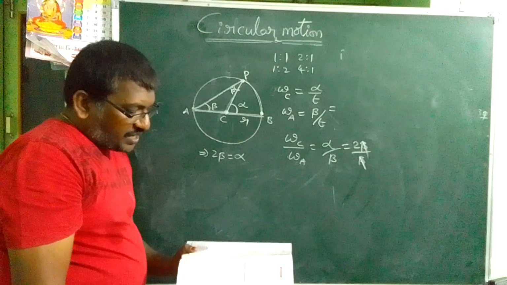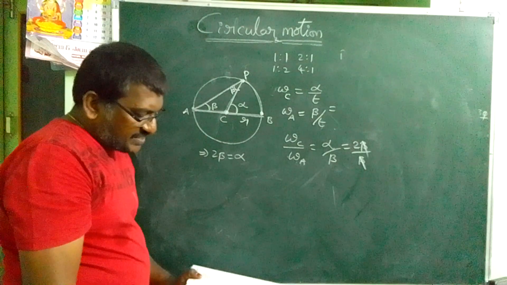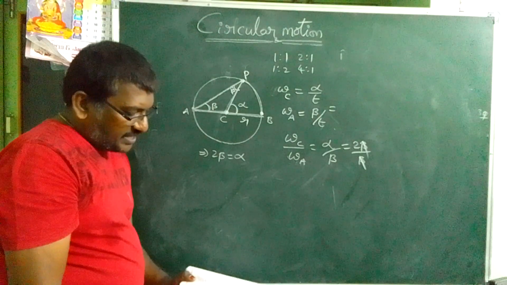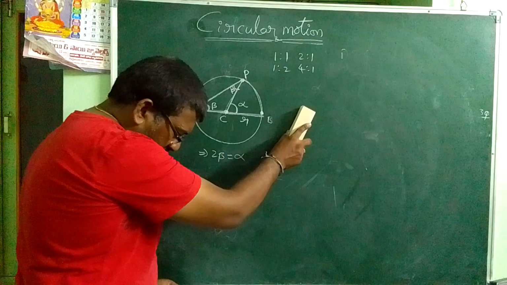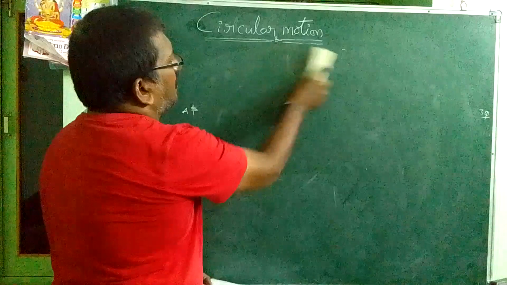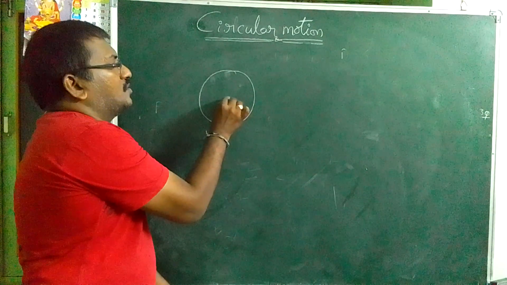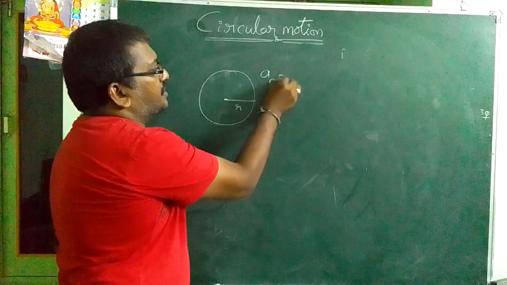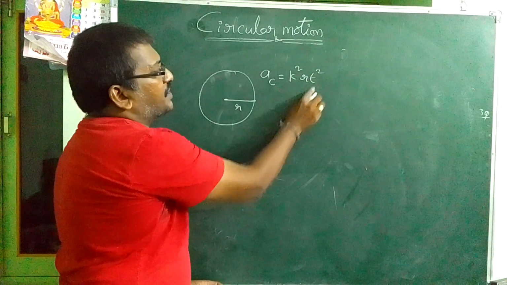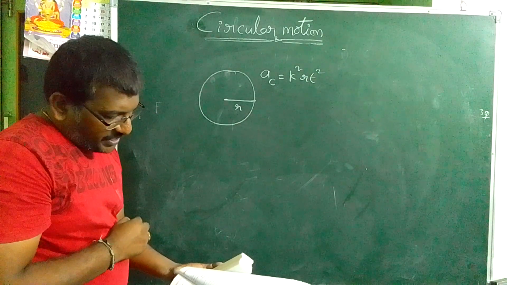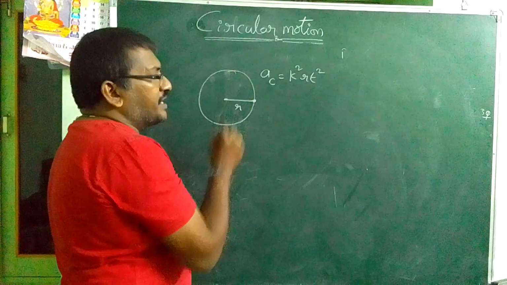A particle moves on a circle of radius r with a centripetal acceleration as a function of time, AC is equal to k square r t square, where k is a positive constant. Find the net acceleration. Here they are asking, Nana, net acceleration.